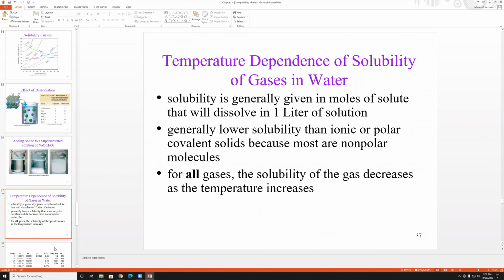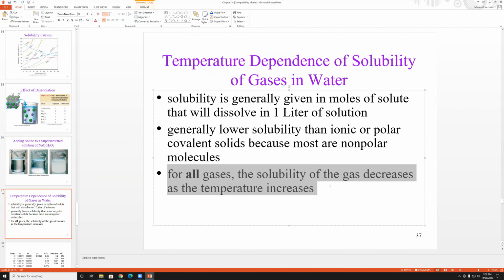And then for gases, for temperature, we're talking about pressure, but not temperature. So for all gases, the solubility decreases as the temperature increases. This makes sense because, oh, sorry, I didn't see your question.